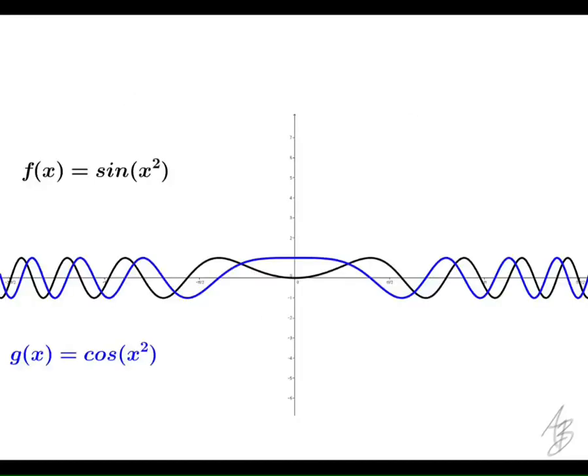So there's two functions that I have graphed here. The one in black is the sine of x squared, and the one in blue is, at this point, what most people would probably guess is the derivative of the sine of x squared. Because the derivative of sine is cosine, right? So if we have the sine of x squared here, then a lot of people would guess that the derivative of sine of x squared would be cosine of x squared.